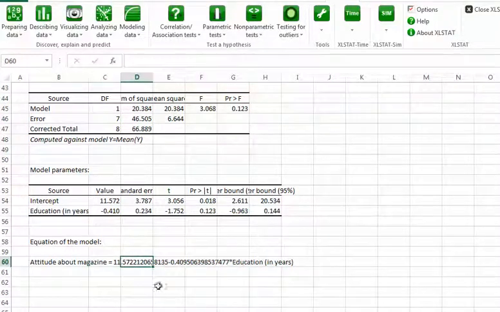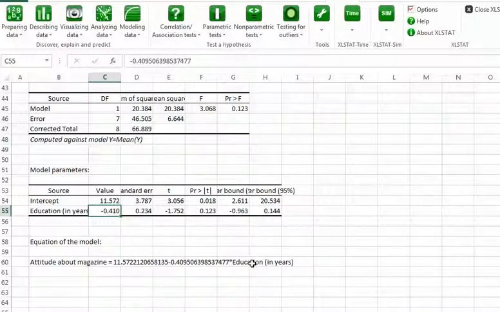If we wanted to actually get a prediction, we start out with the constant. It's for everybody, this 11.57. And then we have our coefficient times education years. So if you wanted to make predictions about somebody with 12 years of education, you would just substitute in 12, multiply, and that would give you the prediction.